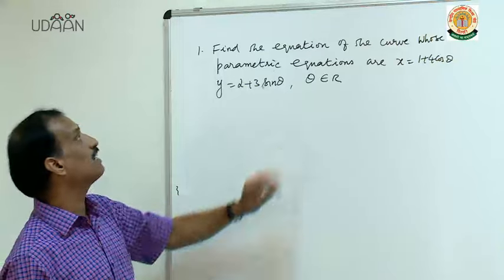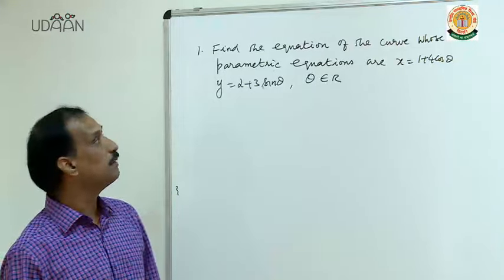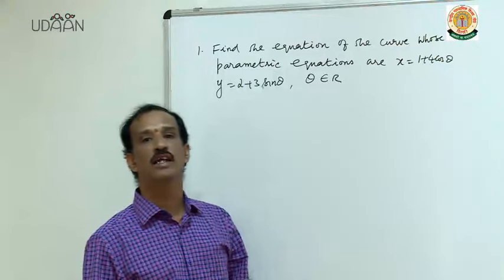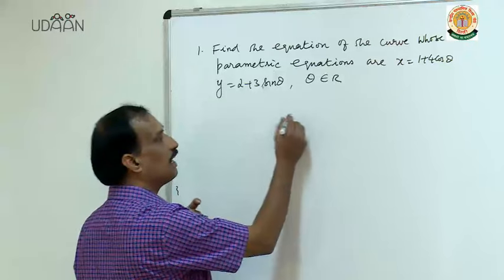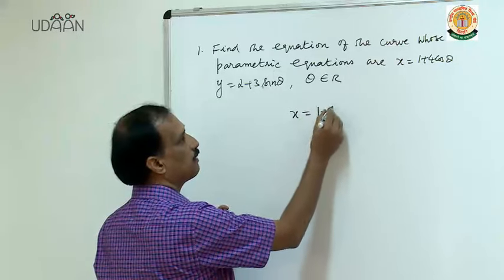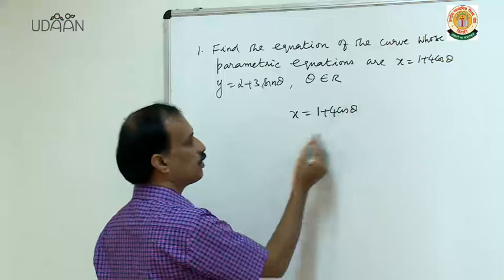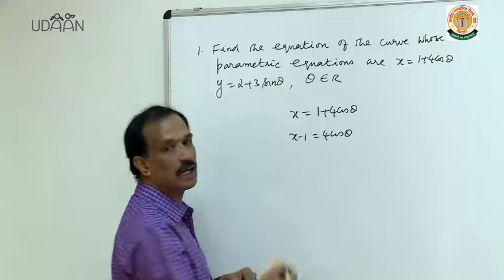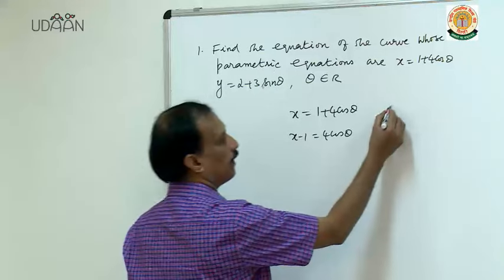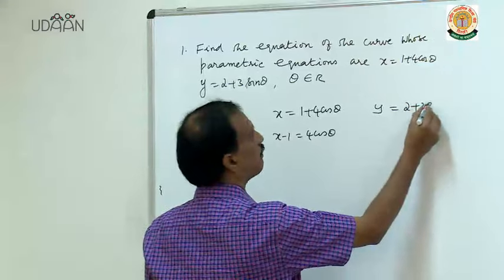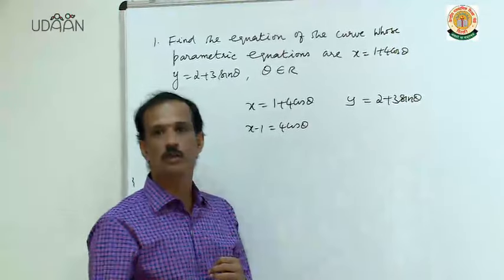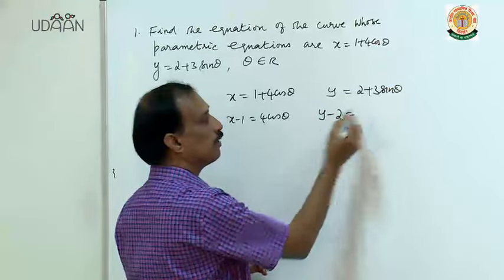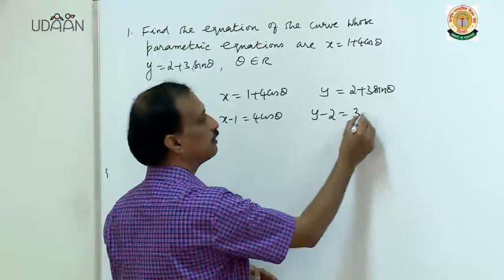So, will we get the equation of an ellipse? Or the curve, is this curve representing an ellipse or not, that we have to check. Now we are given x equal to 1 plus 4 cos theta. So we can rewrite this as x minus 1 equal to 4 cos theta, and y equal to 2 plus 3 sin theta. Rewriting this, y minus 2 equal to 3 sin theta.